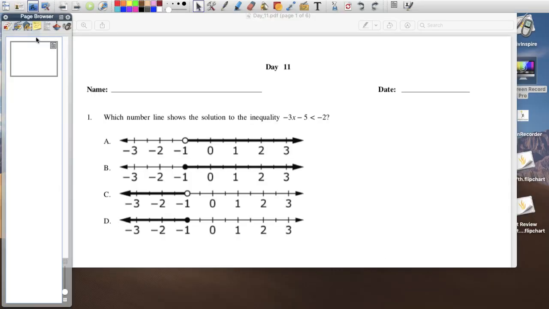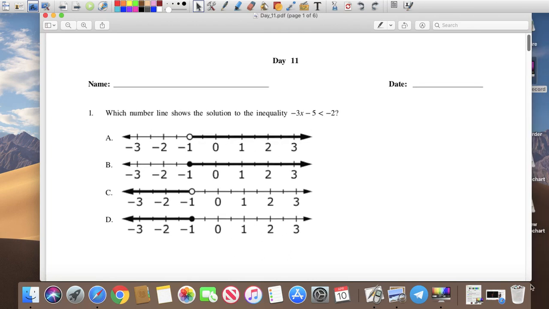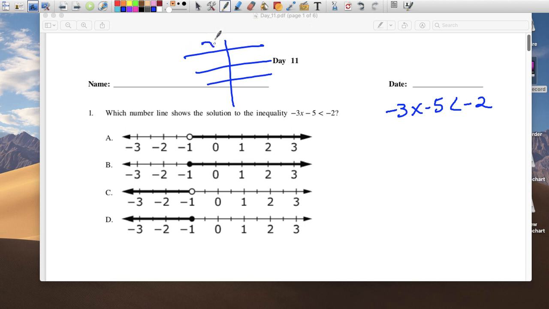First question: which number line represents the solution to the inequality? Okay, so let's get that done. Let's start solving this. Negative 3x minus 5 less than negative 2. Here my variable x is being multiplied by negative 3, then subtract 5, and then less than negative 2. Using inverse operations, we're going to do plus 5 and divide by negative 3.